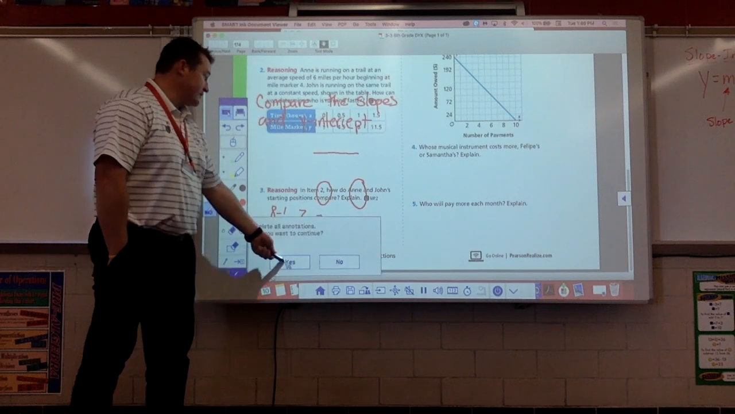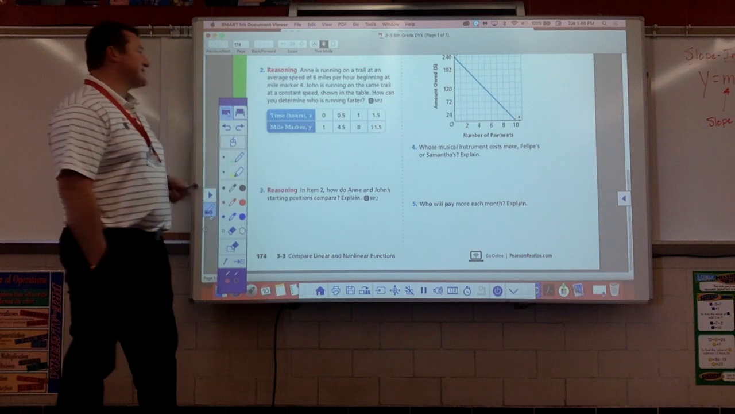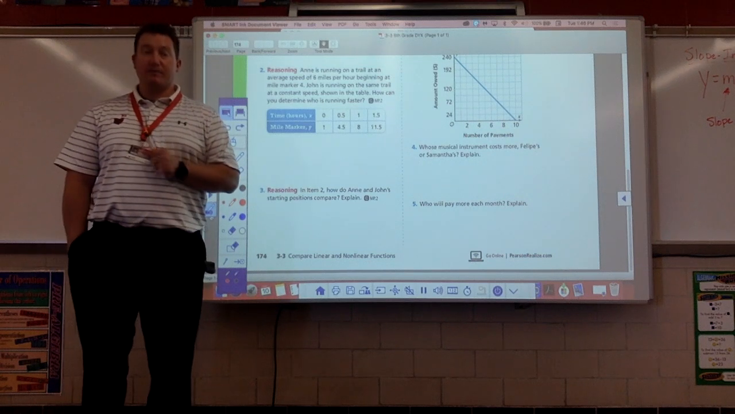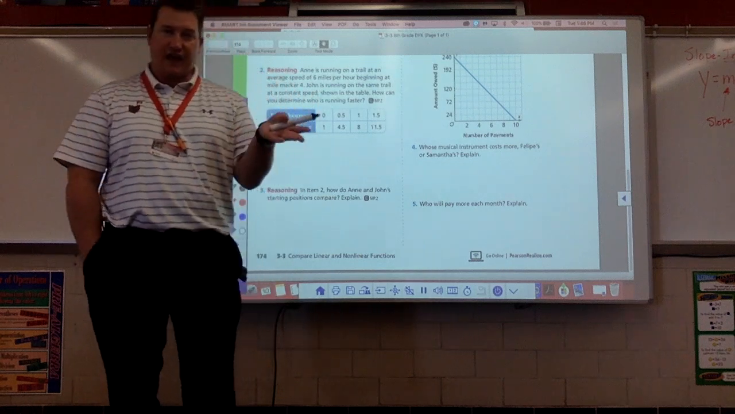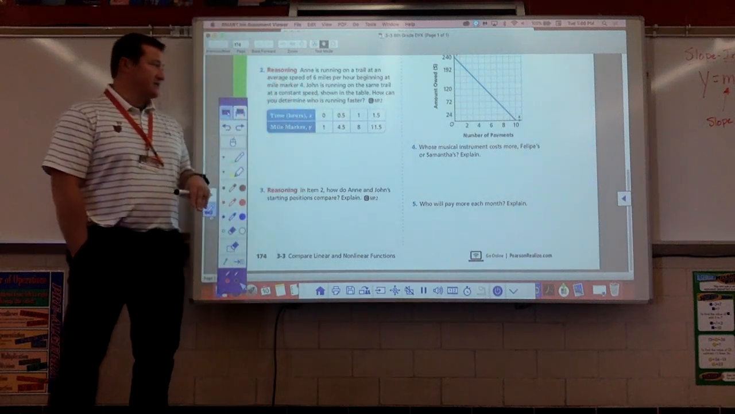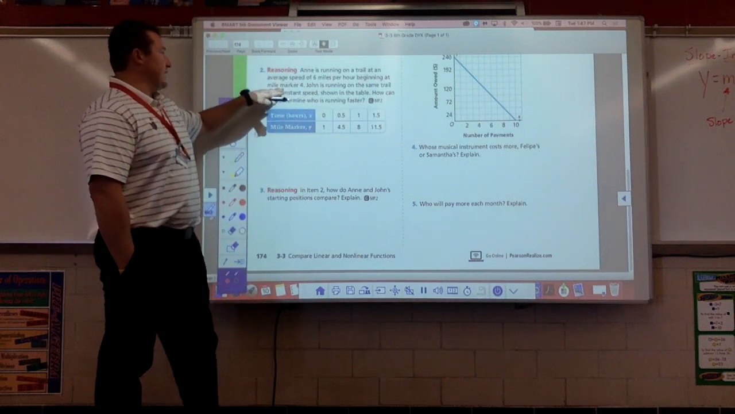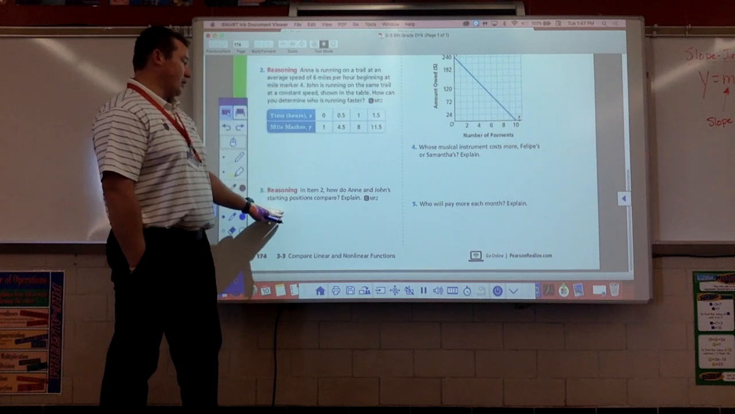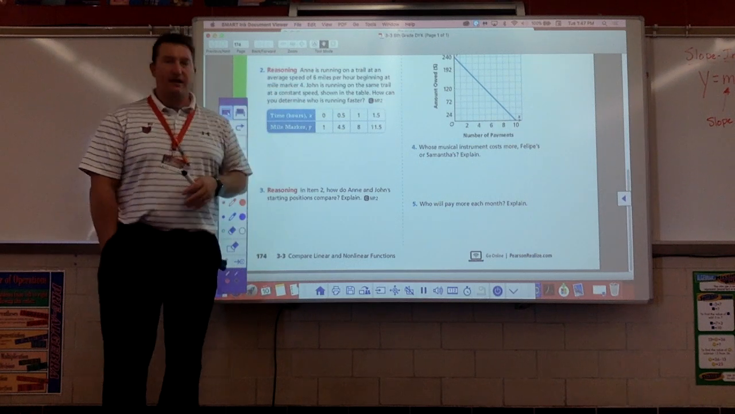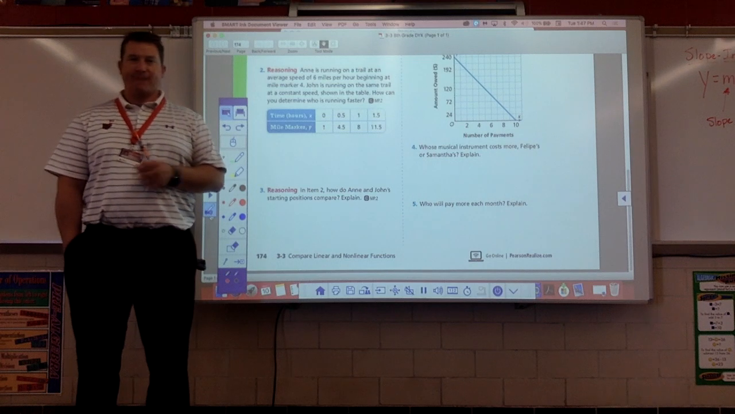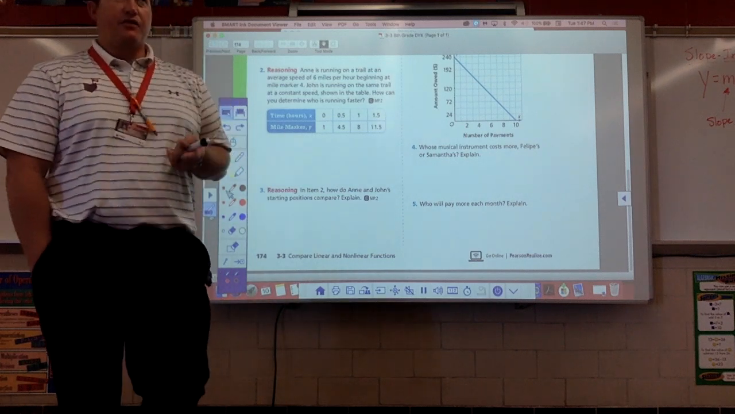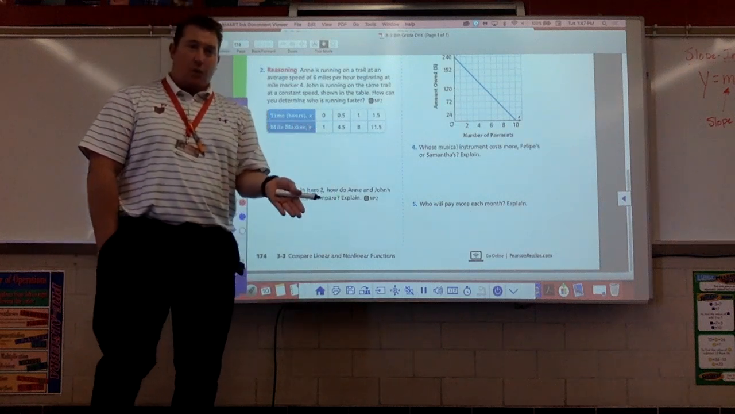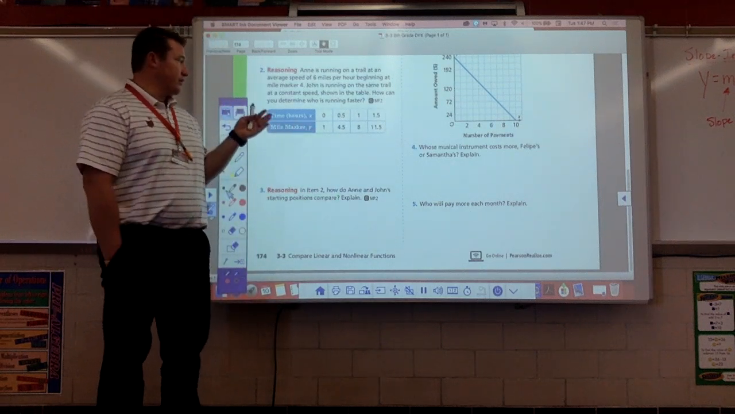In item number 2, how do we know Ann and John's starting positions compare? How do their starting positions compare? Did they start at the same place? Of course, the answer to that is no. Otherwise, they wouldn't be asking this silly question. Ann started right here at mile marker 4. Where did John start? For that, we go back to the table and take a look at it. Really, it's asking us what is their y-intercept.